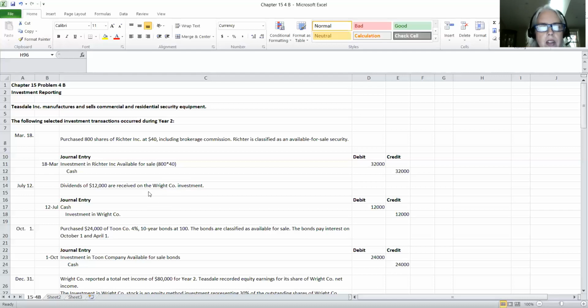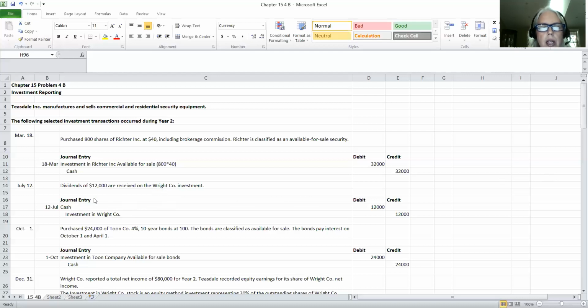Now, when you record a dividend under the equity method, you will credit the investment in Right Company stock because dividends really reduce the amount of the net income for the Right Company. That's why we're crediting our asset account for the $12,000. Because these are accounted for at the equity method, because we purchased more than 20% of the shares of stock in Right Company, but less than 50%, somewhere in between 20 and 30% we purchased, we're going to record these using the equity method.